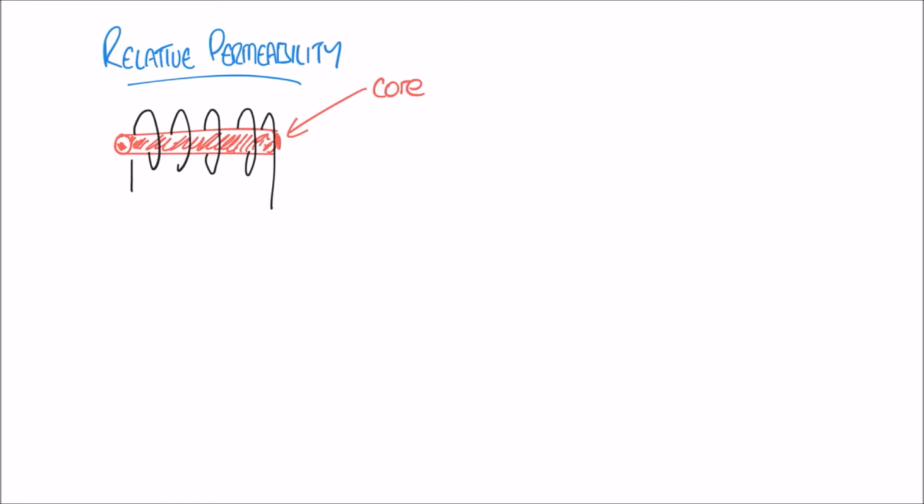So returning to our formula that we looked at the start of this video, we're going to add a new term in now called the relative permeability. We give that the letter K. And so our formula now looks like this: B equals K mu naught H. This relative permeability, K, has been added in.